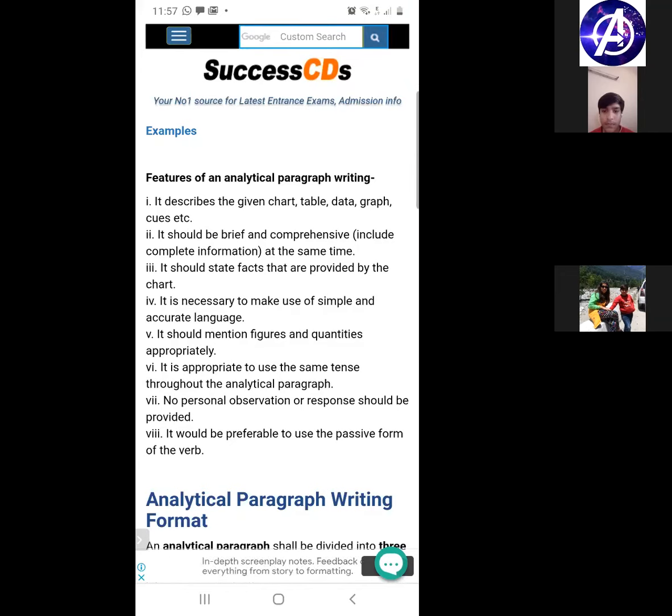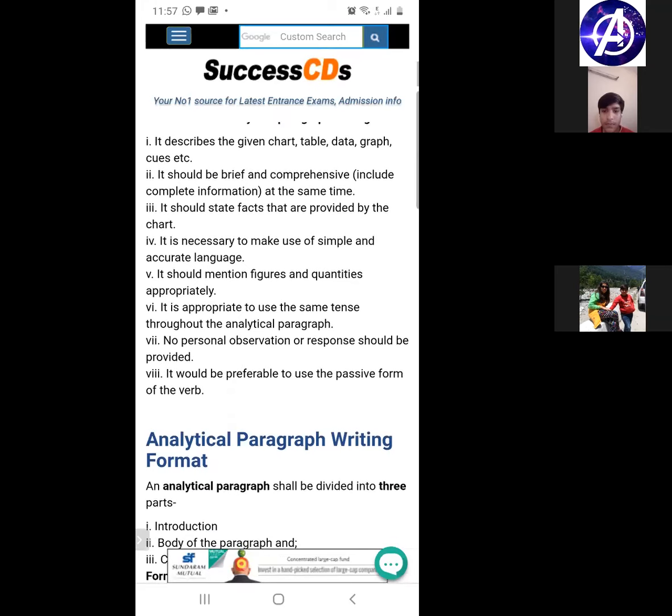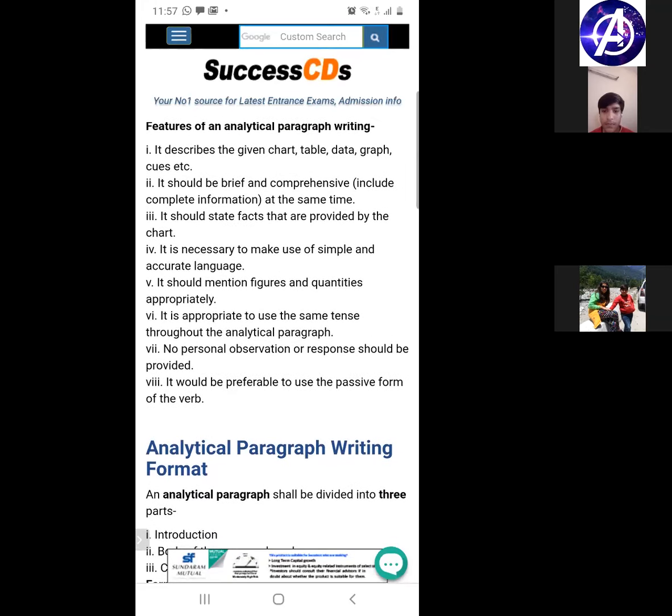It describes a given chart, table, data, graph, cues, etc. It should be brief and comprehensive, and include complete information at the same time. It should state facts that are provided by the chart. It is necessary to make use of simple and accurate language. It should mention figures and quantities appropriately. It is appropriate to use the same tense throughout the analytical paragraph. No personal observation or response should be provided. It would be preferable to use the passive form of the verb.